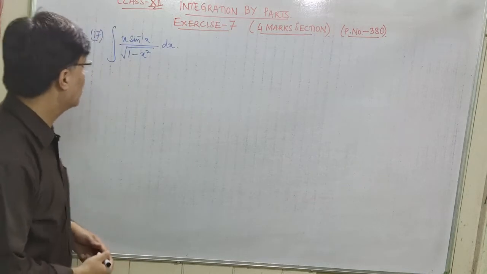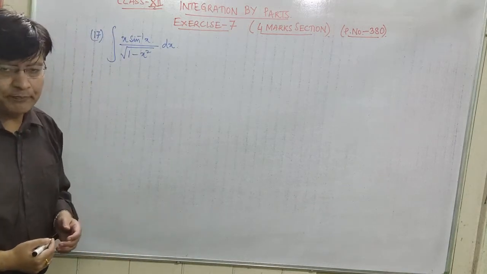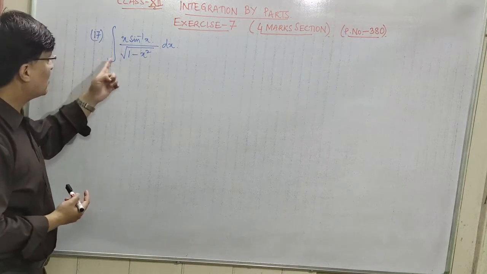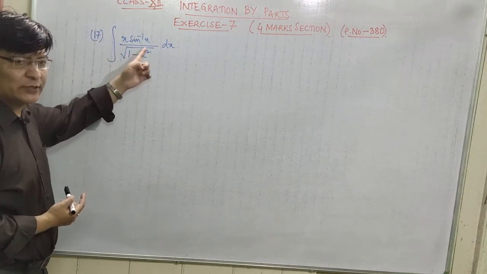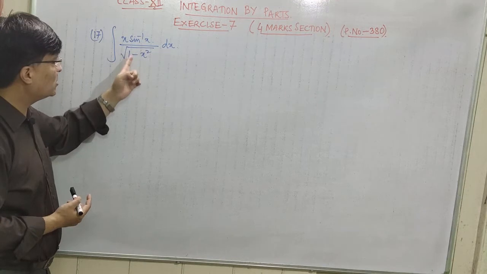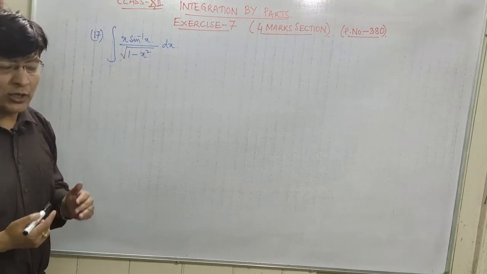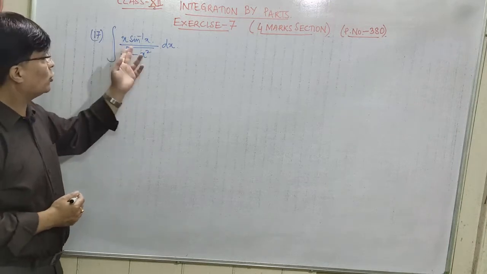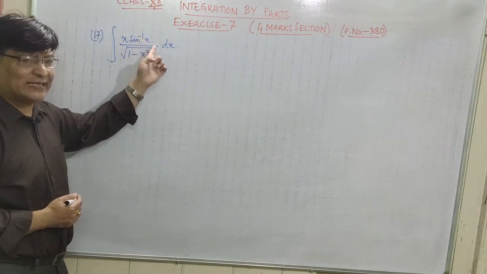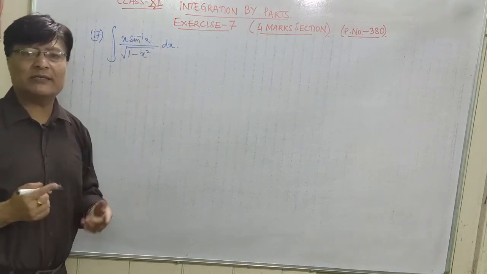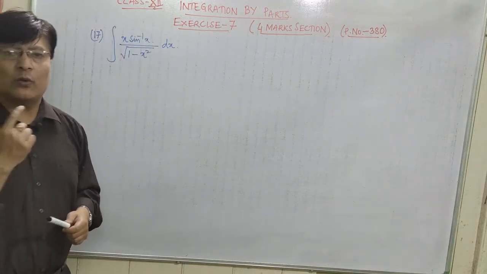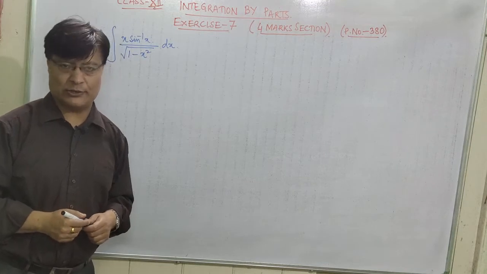So now we'll do the next question, that is question number 17. Let us evaluate this integration: integral of x sine inverse x divided by root over 1 minus x square dx. In this case also you have to do the method of substitution. You know the relation between sine inverse x and 1 upon root over 1 minus x square, isn't it? That is, differentiation of sine inverse x is 1 upon root over 1 minus x square, right?